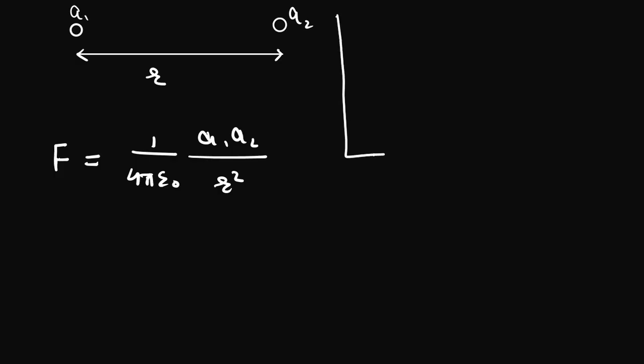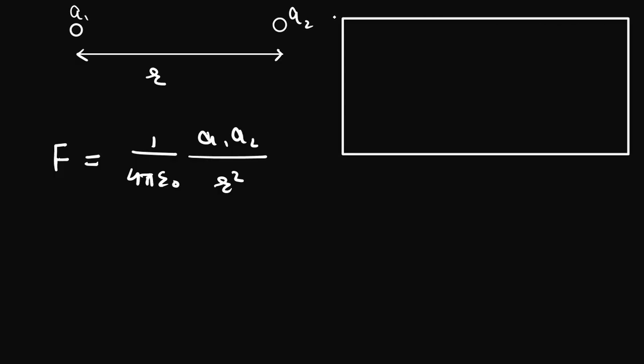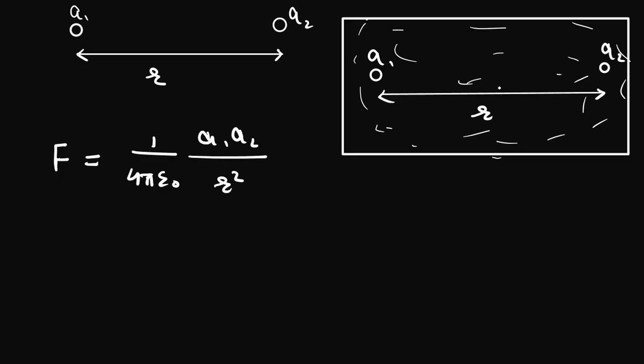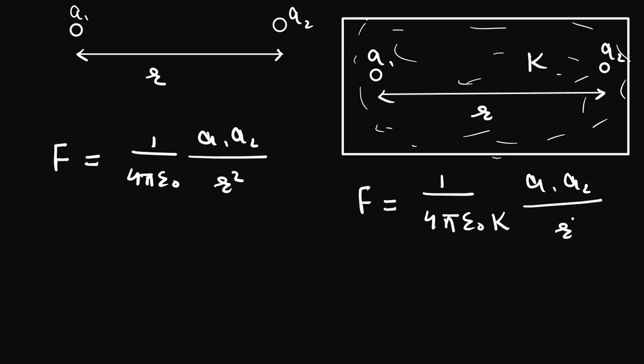But the same thing, if it is kept in some dielectric material, or we can say if the distance between these two charges q1 and q2 is filled with some material, means we have some material here whose dielectric constant is k. In that case, the magnitude of force between them will become 1 by 4 pi epsilon naught multiplied by k, where k is the dielectric constant of this material, multiplied by q1 q2 divided by r square.